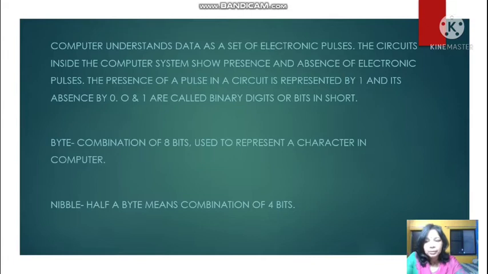Then comes the nibble. You can say it is half of a byte, because it is represented by 4 bits, like 0 0 0 0, 4 times 0, or any other combination of zeros and ones. If I write 1 0 1 0, or 0 0 1 1, these are all 4 bits. So instead of saying 4 bits, you say that it is a nibble.